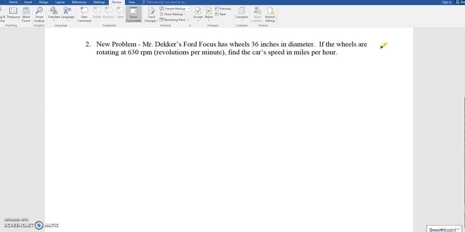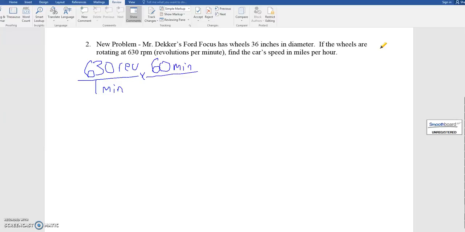Okay, so just like the previous one, we're going to start by writing out our first fraction, 630 revolutions in 1 minute. And I just need to multiply by a series of fractions that are going to, in the end, get me to miles per hour. I'm going to start with the time in this problem because that's going to be very quick. We're going miles per hour, so there are 60 minutes in 1 hour. And that is a quick, easy way to cancel off the time.